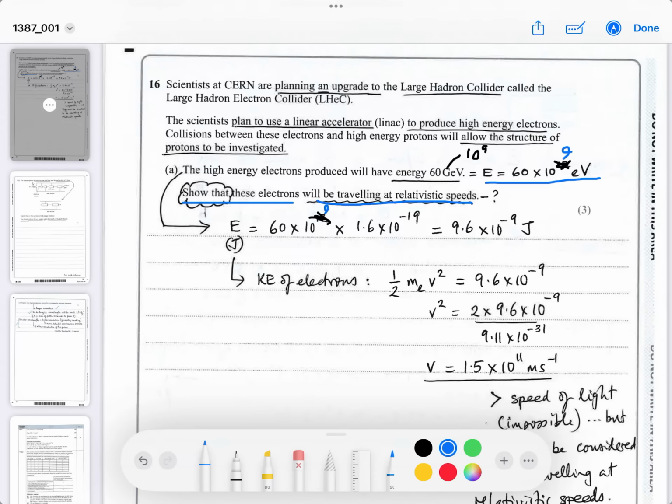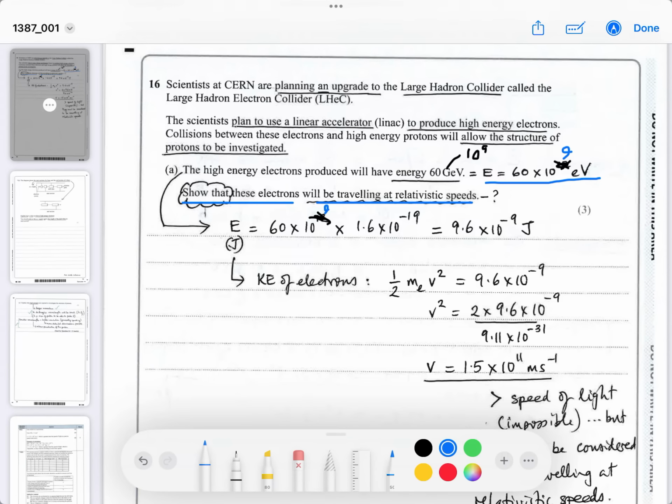Now, relativistic speeds means speeds around the speed of light. Remember that when particles travel at relativistic speeds, Newtonian mechanics breaks down. Newtonian mechanics can only be used up to a certain speed, and beyond that you have the Einsteinian effects, which is to do with E equals mc squared.